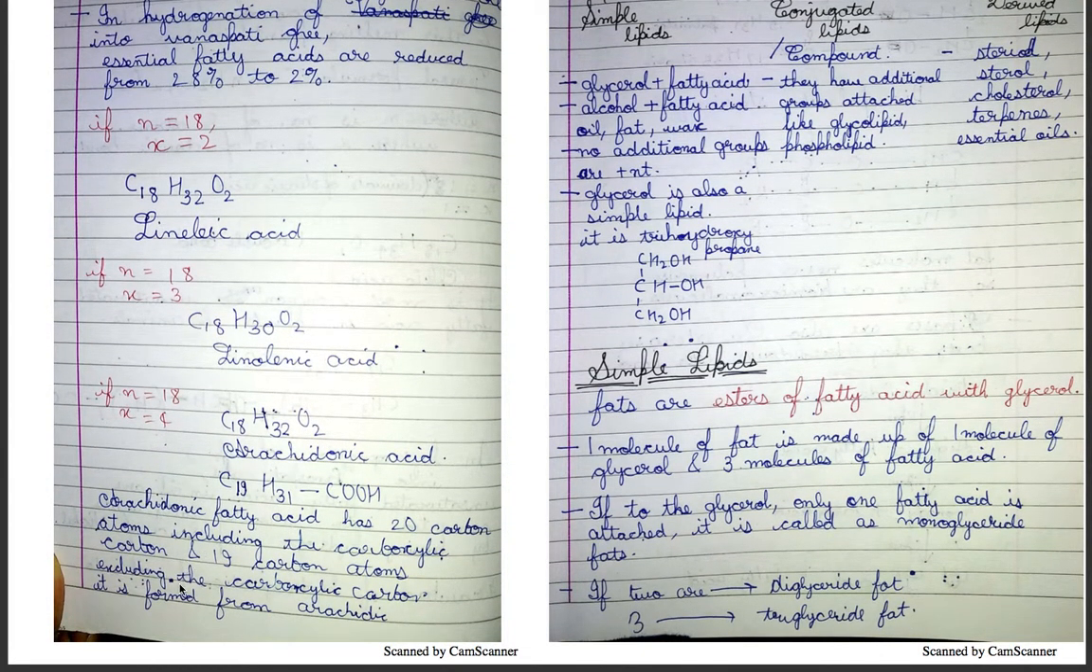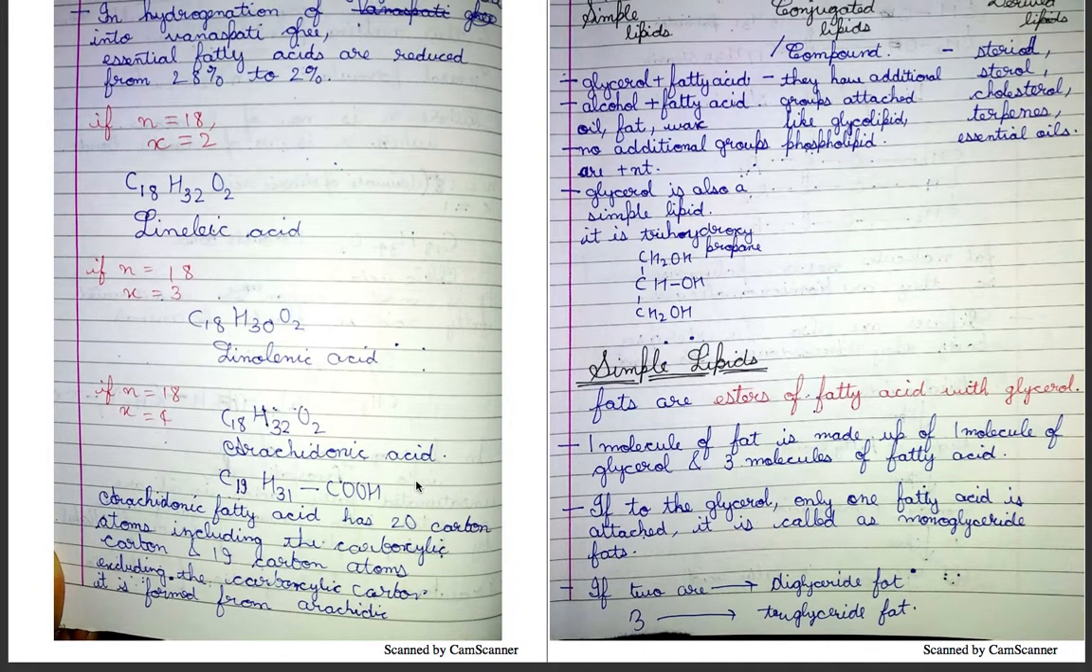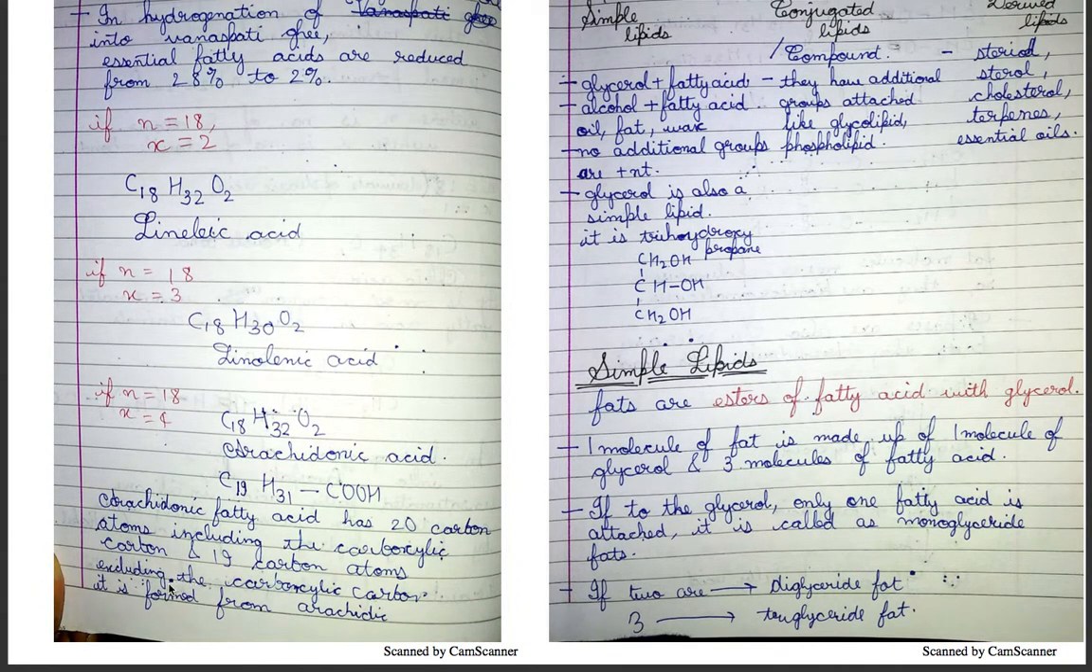The arachidonic fatty acid has 20 carbon atoms, including the carboxylic acid. You see here, and 19 carbon atoms excluding the carboxylic carbon. It is found in arachidonic acid.